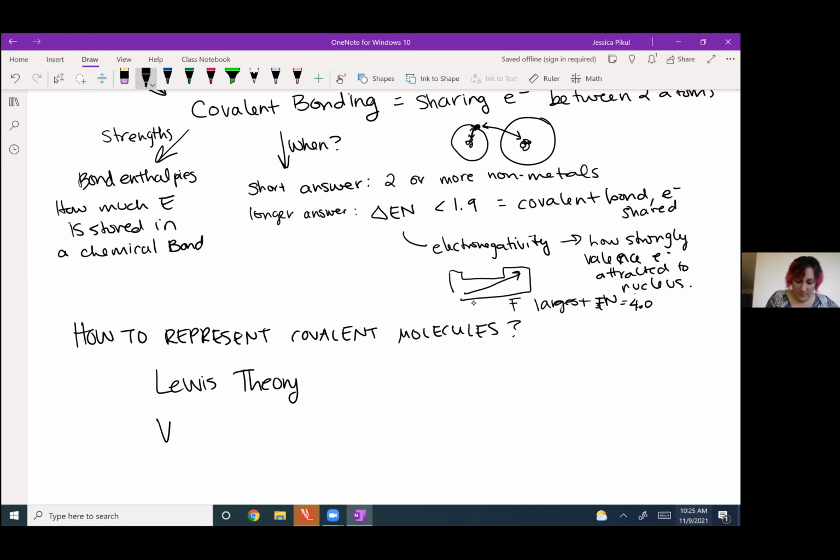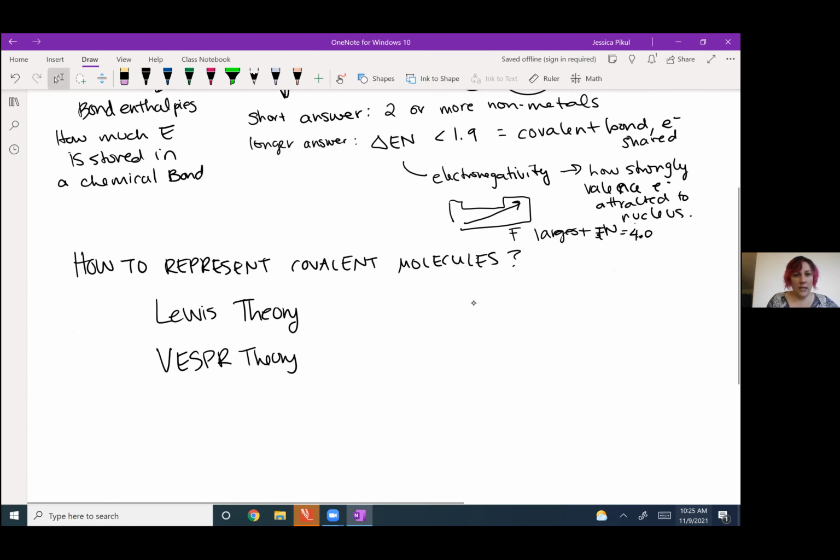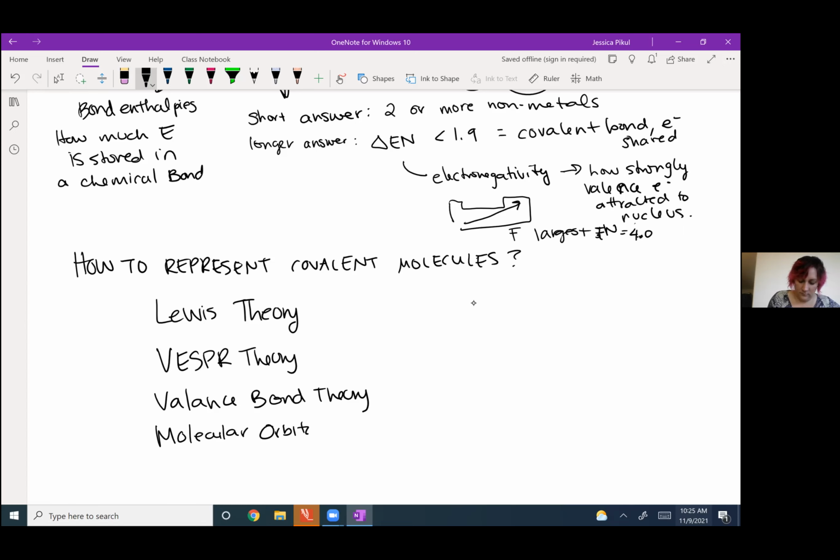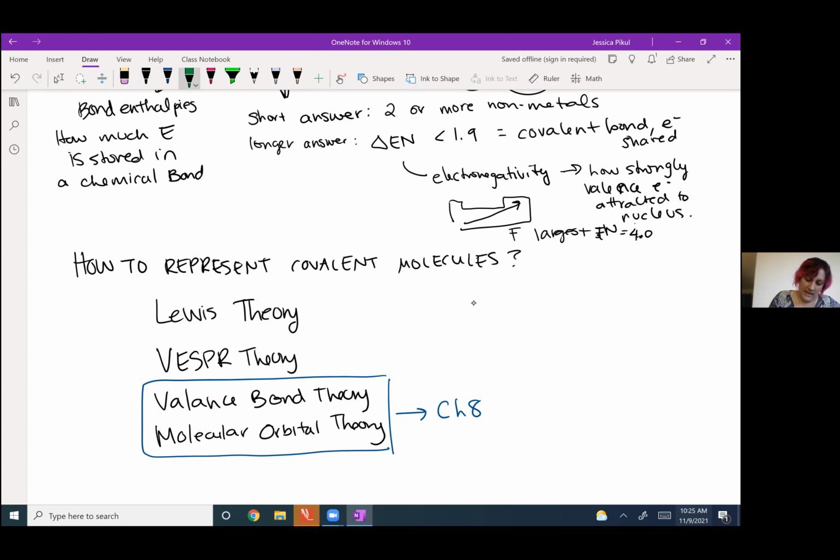And then we build up to VSEPR theory. And then we're going to explain this with valence bond theory. And finally, molecular orbital theory, which is my personal favorite. So these two, we're going to do in chapter 8. And Lewis theory and VSEPR theory we'll focus on in chapter 7.